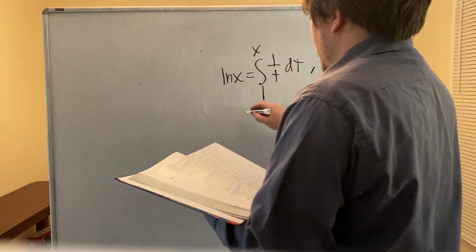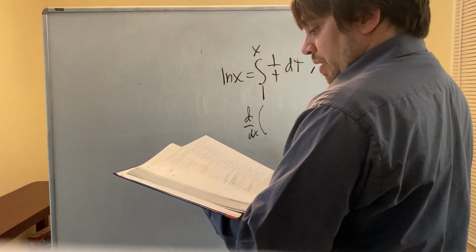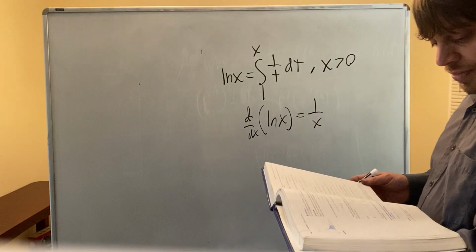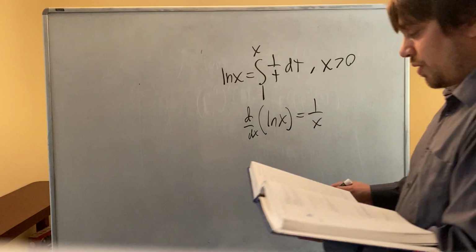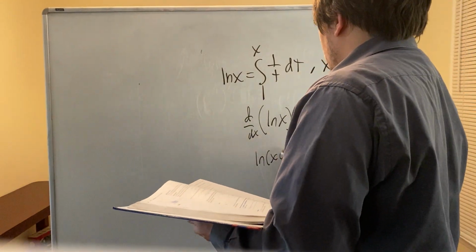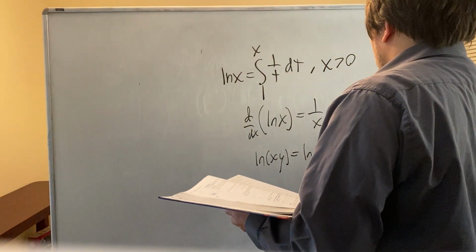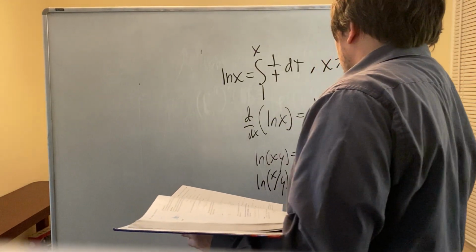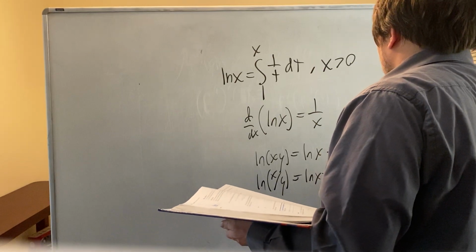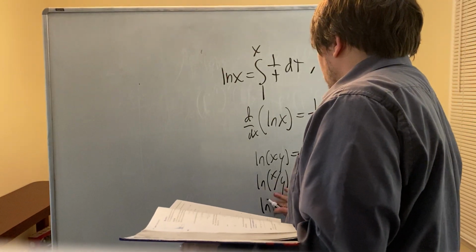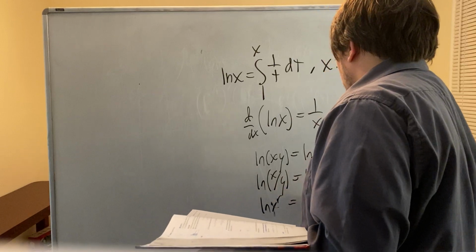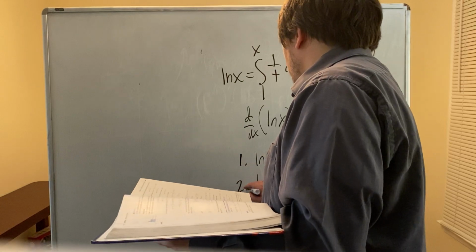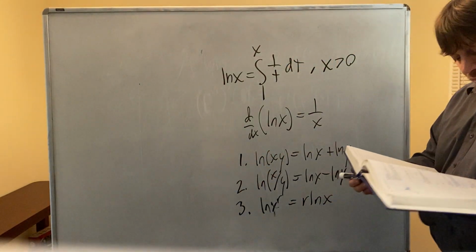Also, on the next page, page 262, you're given d/dx of ln x is equal to 1 over x. You have the three laws of logarithms, and you need to know them. Ln of xy is equal to ln x plus ln y. Ln of x over y is equal to ln x minus ln y. And ln of x to the r is equal to r ln x. So these are our three laws of logarithms.